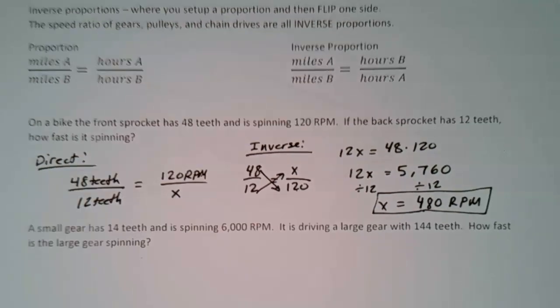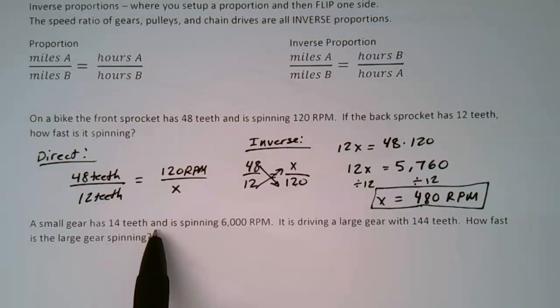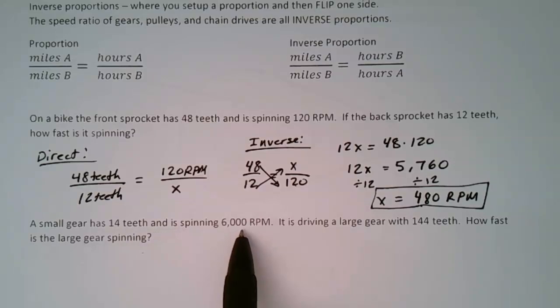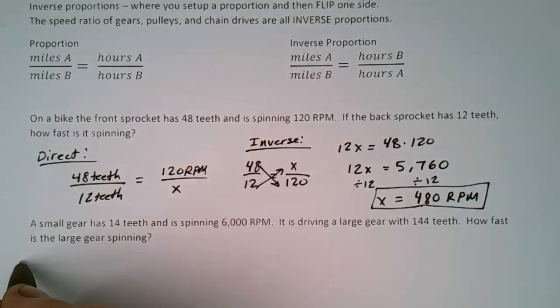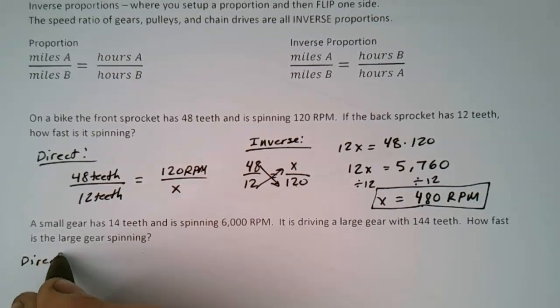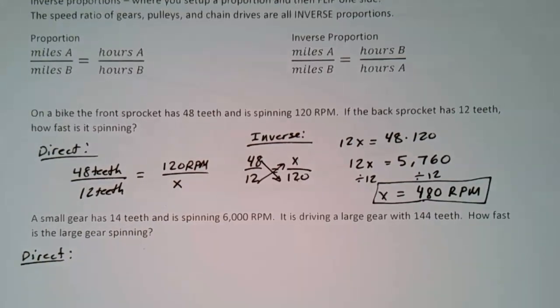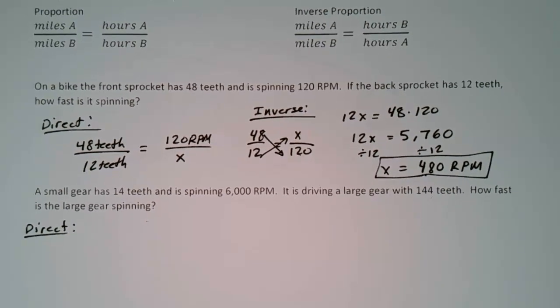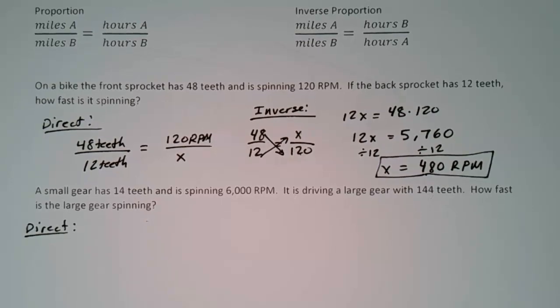Okay? So here we go. We have a small gear that has 14 teeth and is spinning 6,000 RPMs. So again, I always like to make sure you know that if you're going to do it as a direct proportion, you set it up one way. If you're going to do it as an inverse proportion, you'll set it up as a direct and then flip it.